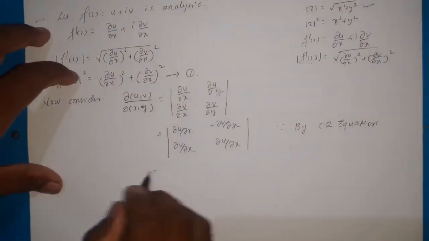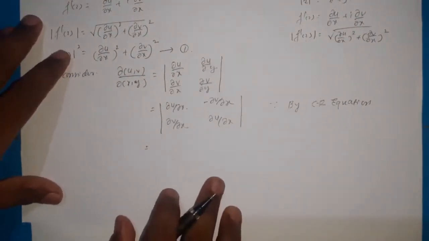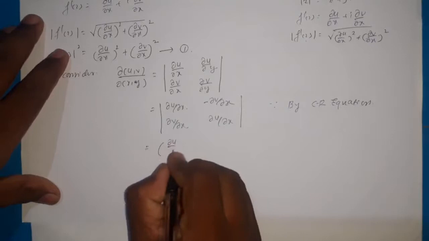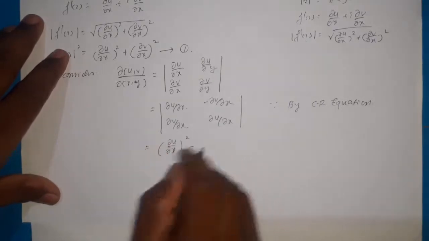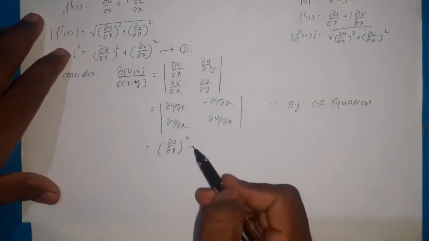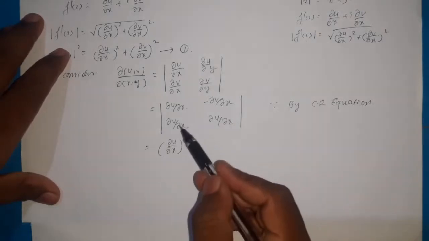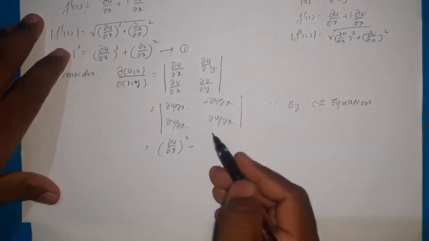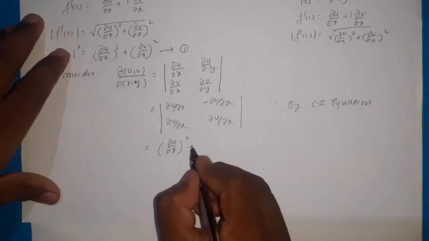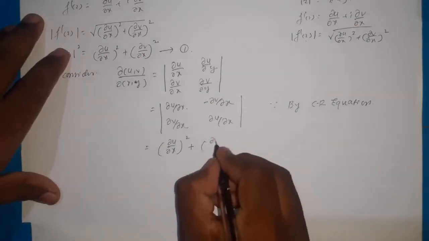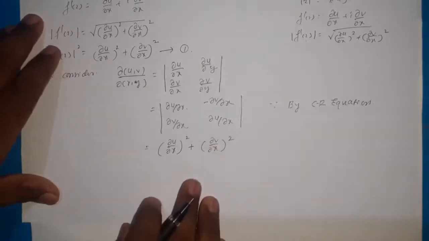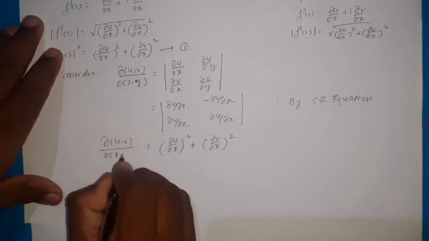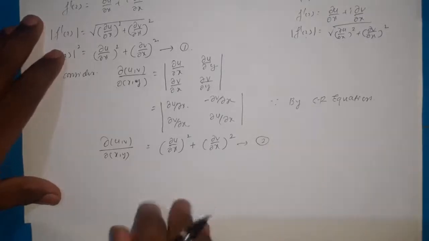Now expand this 2 by 2 determinant. We already know how to expand. Now ∂u/∂x into ∂u/∂x is equal to what? (∂u/∂x)² minus, that is in the formula only, and now ∂v/∂x into −∂v/∂x is equal to what? −(∂v/∂x)². So minus into minus becomes plus (∂v/∂x)², and it is equal to ∂(u,v)/∂(x,y), and consider this as the second equation.